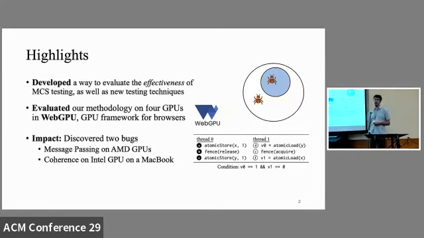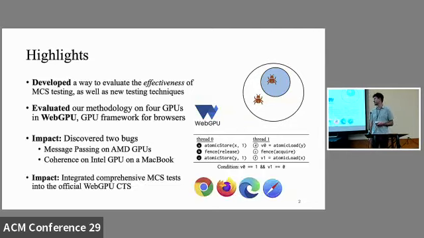And our impact, we discovered 2 new bugs. One in a message passing idiom on AMD GPUs, which led to a compiler fix by AMD and a change to the WebGPU specification, as well as a coherence issue on Intel GPUs on MacBooks, which has been reported to Apple. Finally, we integrated comprehensive MCS tests into the official WebGPU conformance test suite, which must be run by many major browsers as part of their WebGPU development efforts.